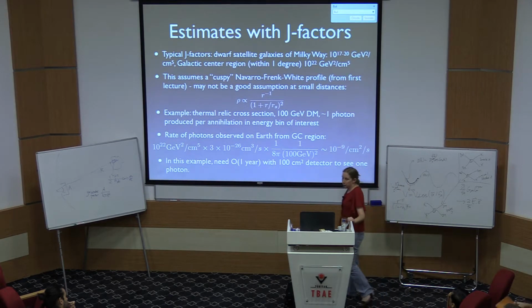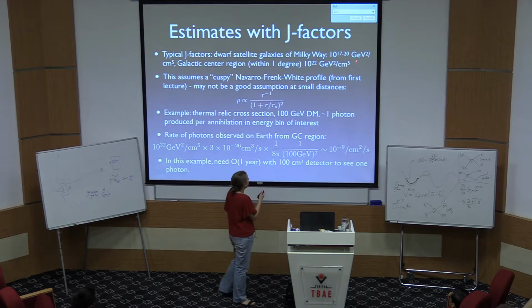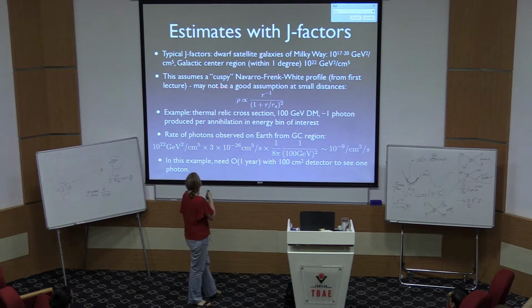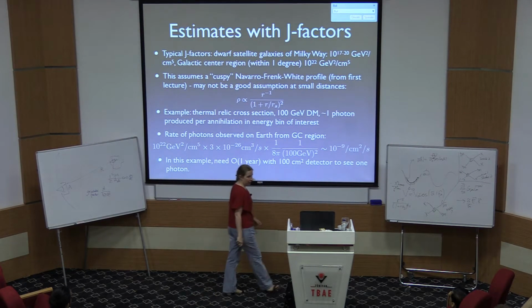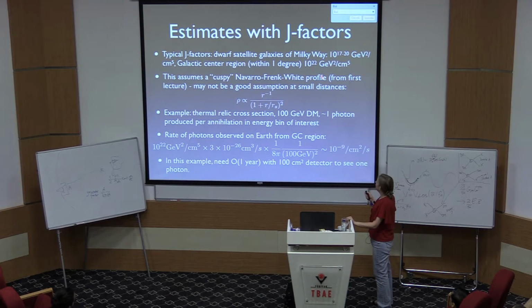Okay, so if we want to do estimates with J factors, the typical estimates for J factors for dwarf satellite galaxies of the Milky Way, in the convention that I used on the previous slide, is between about 10 to the 17 and 10 to the 20 GeV squared per centimeter to the 5th. The galactic center region within 1 degree, well, I'll give you this number and then I'll explain why it's very poorly known, is about 10 to the 22 GeV squared per centimeter to the 5.